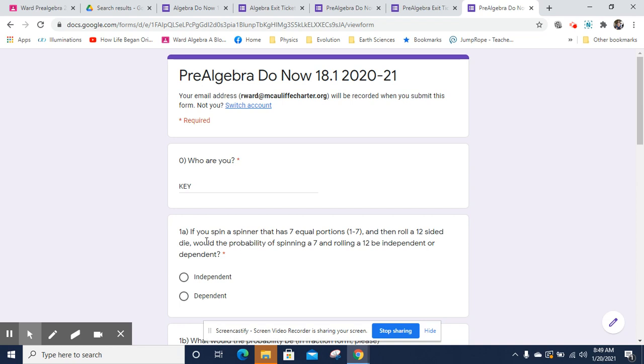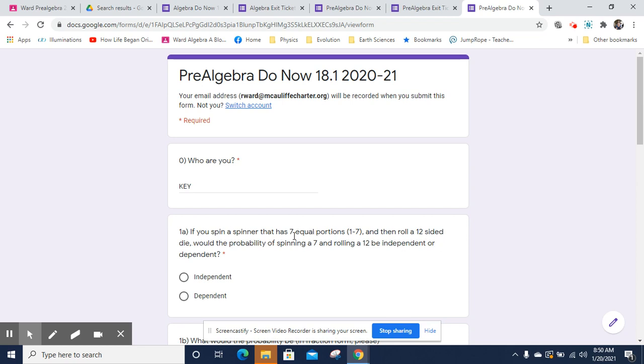So if you had a spinner that has 7 equal portions, 1, 2, 3, 4, 5, 6, 7, and you roll a 12-sided die, what would the probability be of spinning a 7 and rolling a 12? So I should say, would the probability of spinning a 7 and rolling a 12 be independent or dependent?